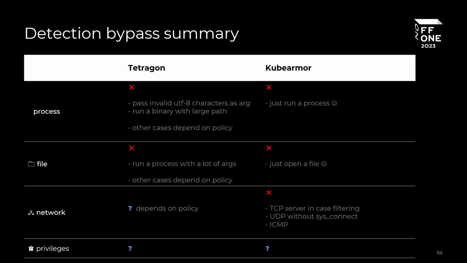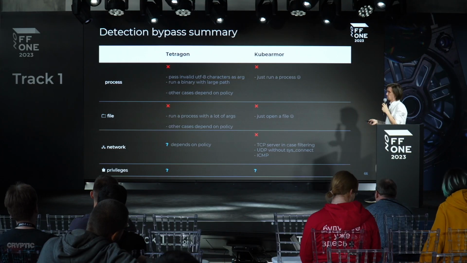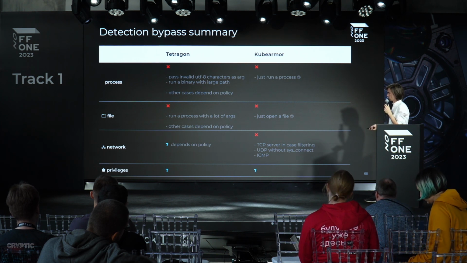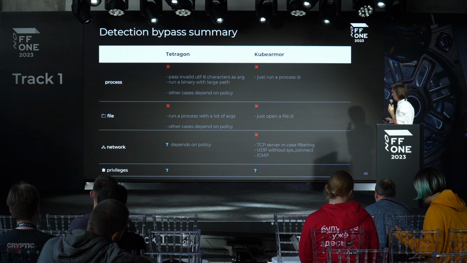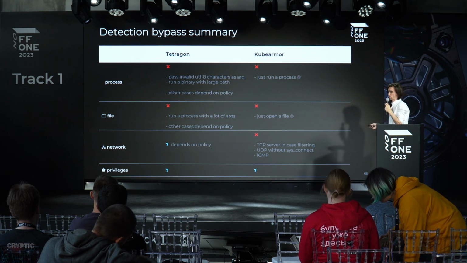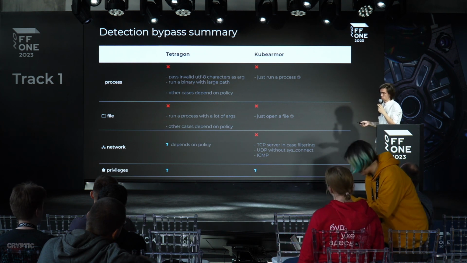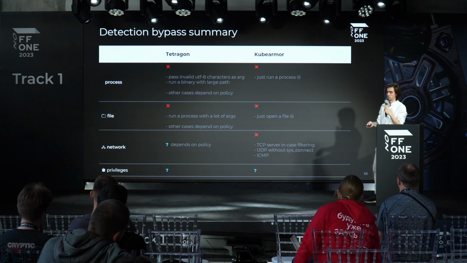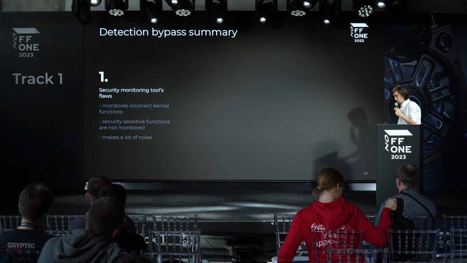And for the network part, in UDP you can use the send-to function without using the sysconnect syscall, and KubeArmor will not see any UDP packets sent. In case of ICMP, we can just send packets because only sockets are created, and the TCP server will only be detected if you turn off the log filter. As for privileges, I didn't have time to analyze them, but as far as I remember, Tetragon identifies them with the help of the Linux security module, and it was outside of the scope of our research.